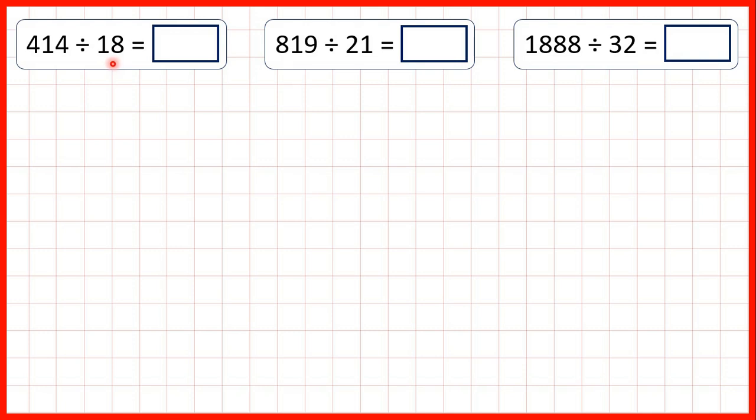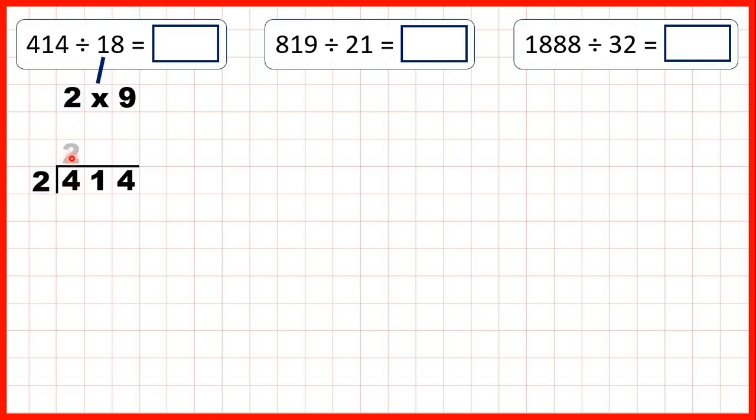Now for these questions, we're dividing by a 2-digit number. But instead of using long division, what we're going to do is use factor pairs to divide. So 18 is 2 times 9, and that means what we can do is first divide 414 by 2, then take our answer and divide that by 9, and doing that will give us the answer to 414 divided by 18.